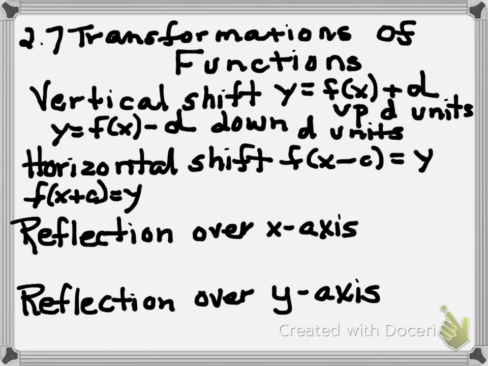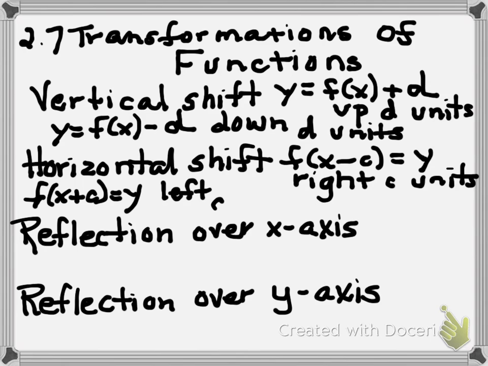Horizontal shift. If in the parenthesis you see x minus c, for example, f of x minus 2, then you're going to shift to the right c units. If you see x plus c in the parenthesis, for example, x plus 3, then you're going to go to the left c units. So it's a shift to the right or left, depending on what's in that parenthesis. If it's outside of the parenthesis, f of x plus d or minus d, then you're shifting it up or down.